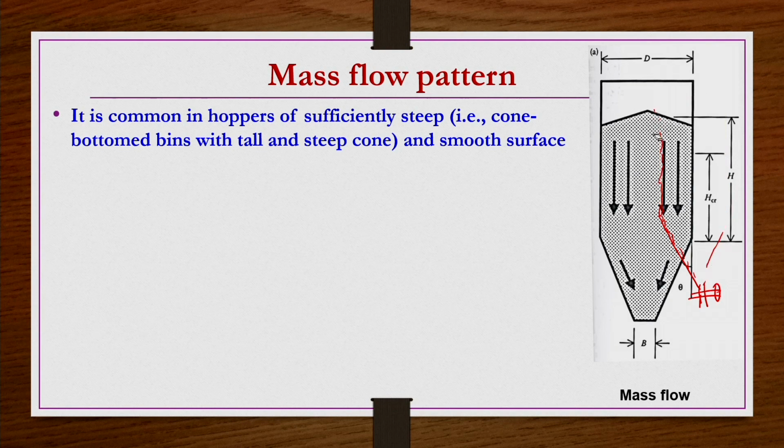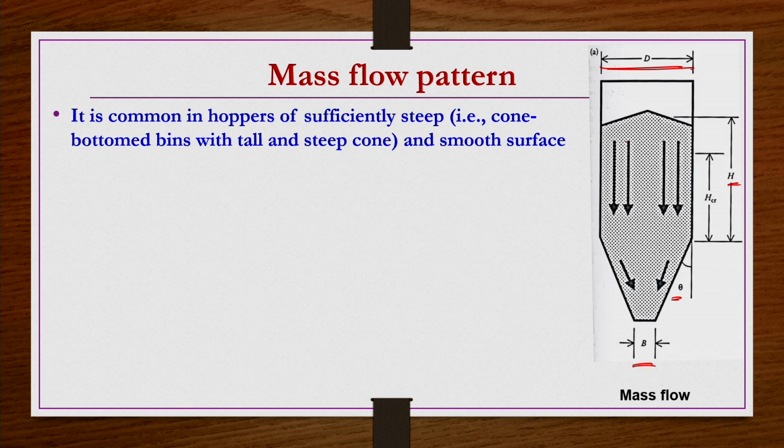The schematic of such a geometry is shown here. Mass flow pattern, mass flow bins are shown here. So, this is what we have here. The diameter of this silo is D, the height of the material, the head of the solids, is capital H. HCR is the critical height, the critical depth which is necessary to start a mass flow. Theta is the cone angle that we are having, and B is the size of the opening that we have at the bottom.